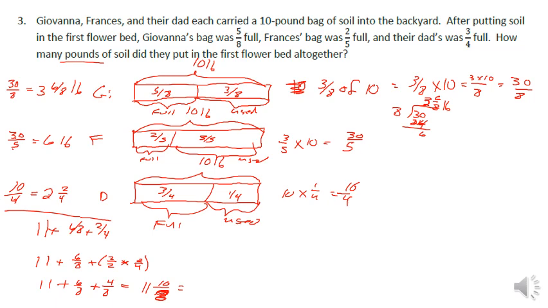Now I know 8 can go into 10 one time, so now I got 11 plus 1 and 2/8, which equals 12 and 2/8. Now 12 and 2/8, that can be simplified. We could divide it by 2 over 2, and that'd be 12. 2 goes into 2 one time, 8 divided by 2 is 4. So 12 1/4 pounds was what was used.